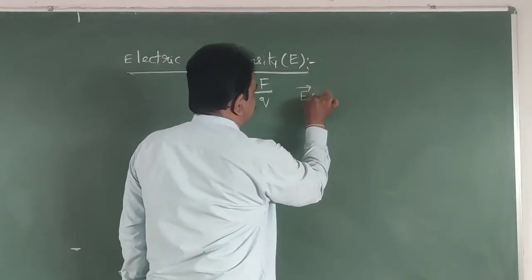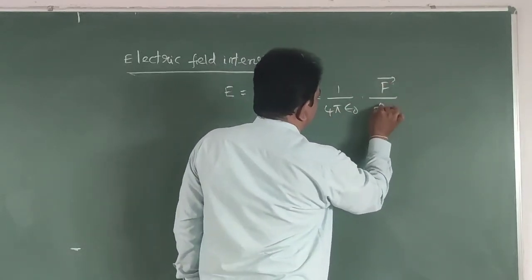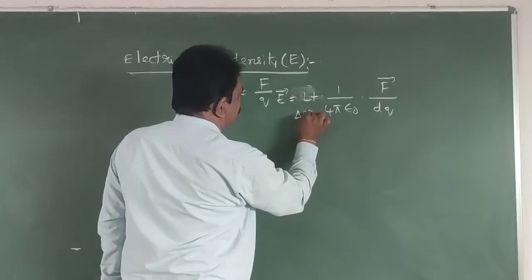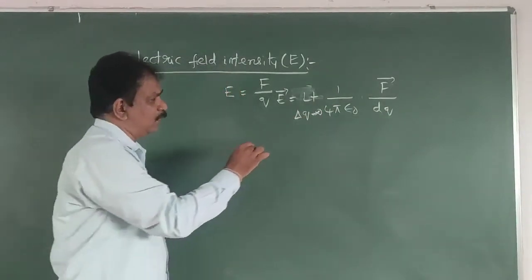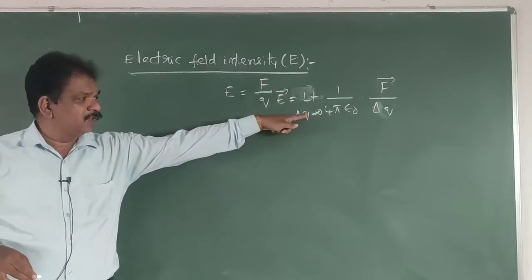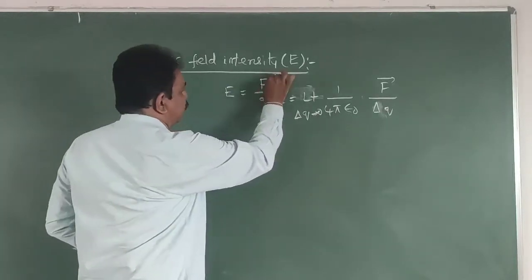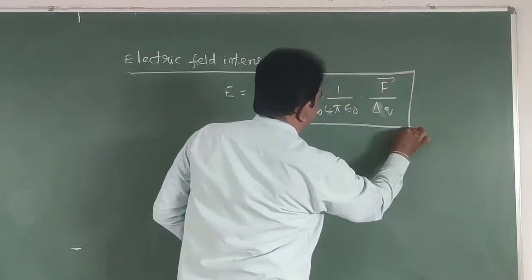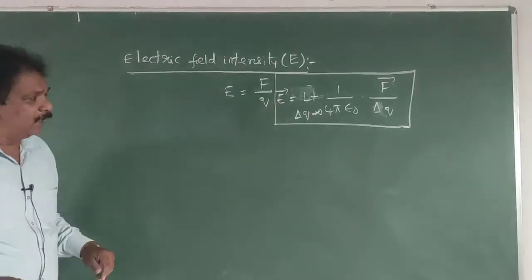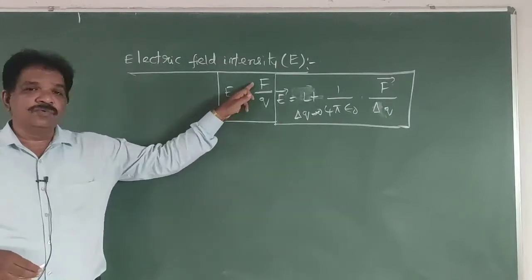So here E bar is equal to 1 by 4 pi epsilon naught F bar by dq. E bar is equal to limit delta q tends to 0, meaning the delta q value or dq value is very small, of 1 by 4 pi epsilon naught F bar by delta q. This is the vector form of the definition of the intensity of the electric field. The basic formula for intensity of the electric field is E is equal to F by Q.